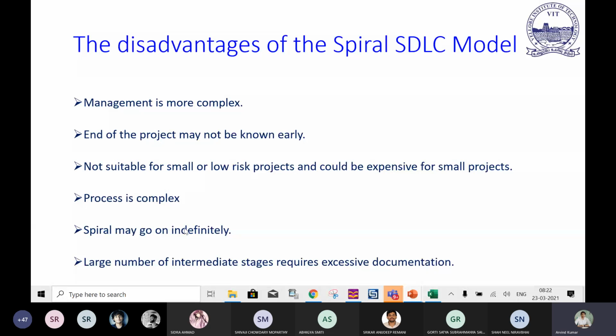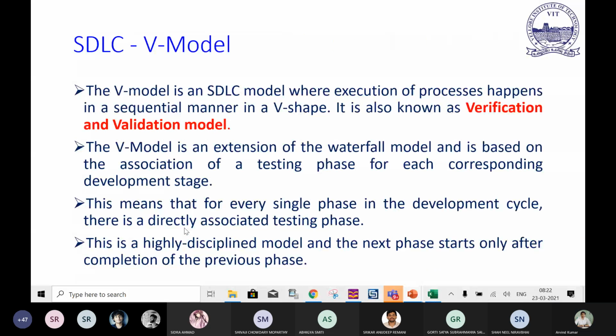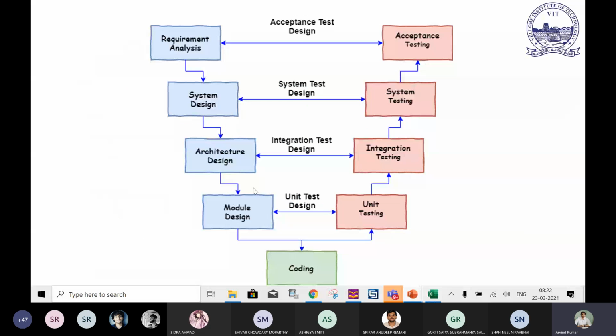Next model is the V model. Let us first see its block diagram. So it looks like this. Here you see its shape is looking like a V shape.